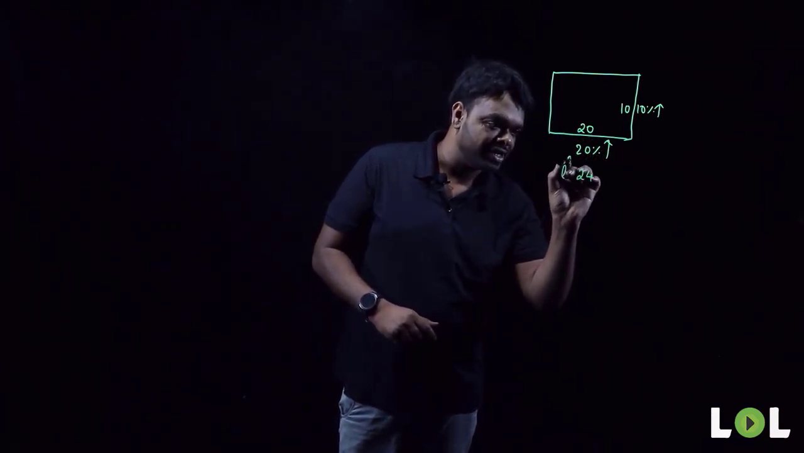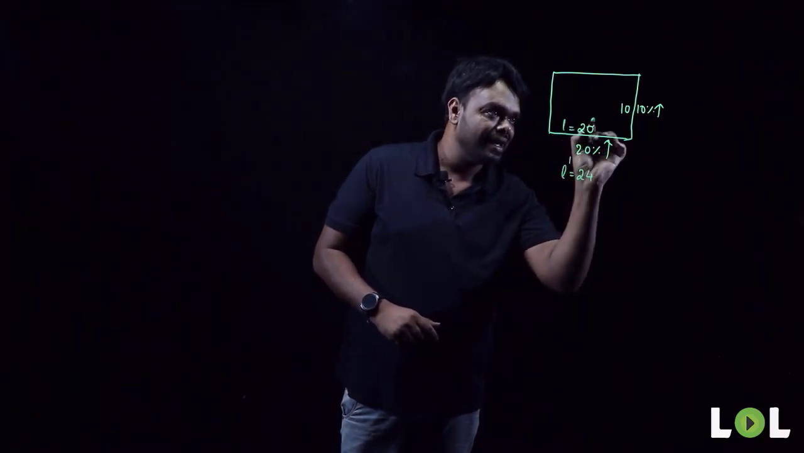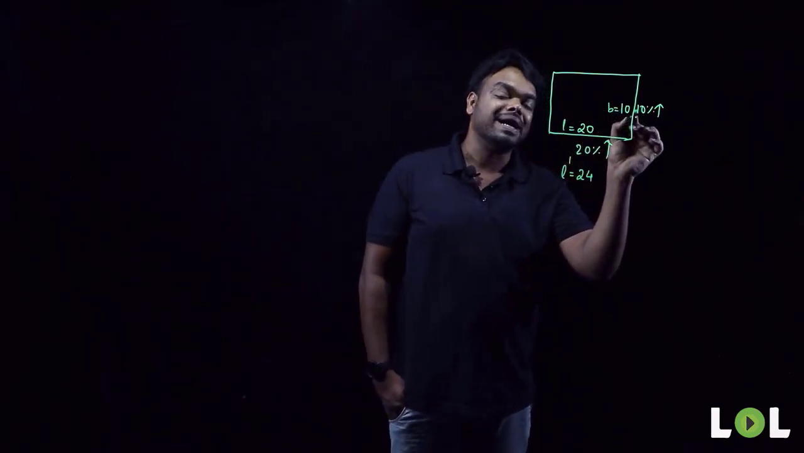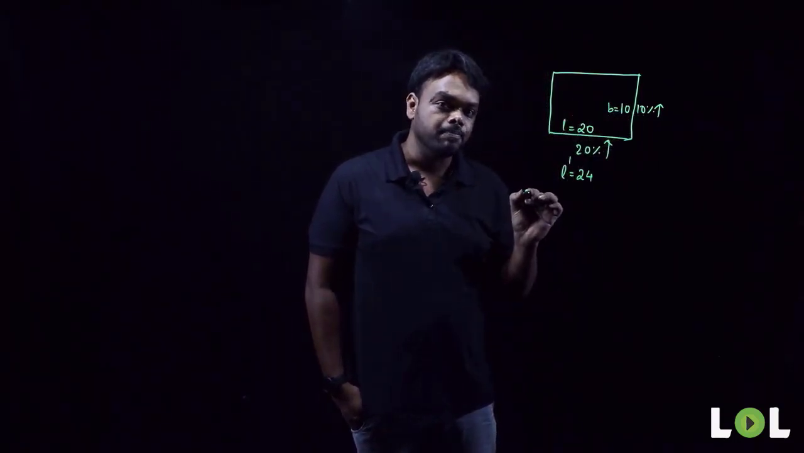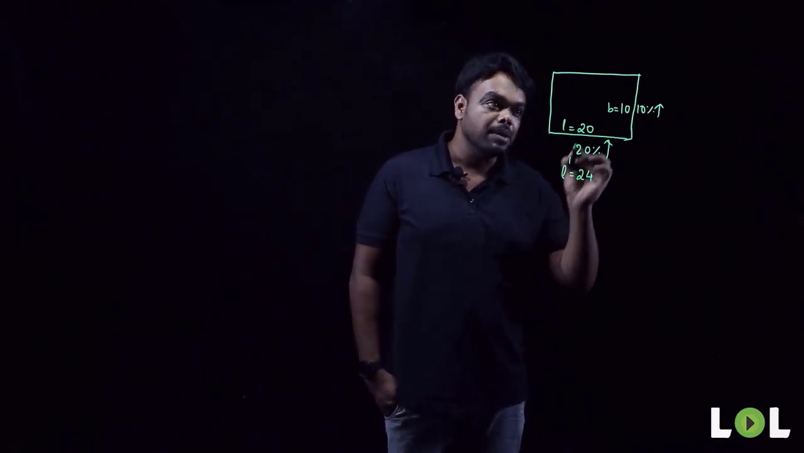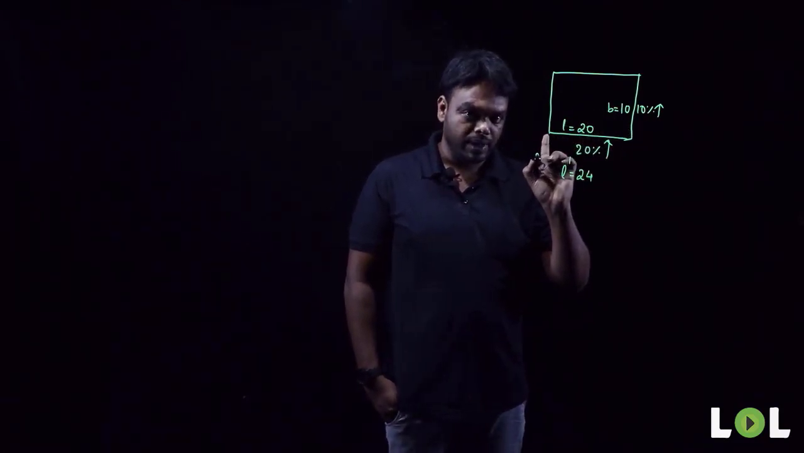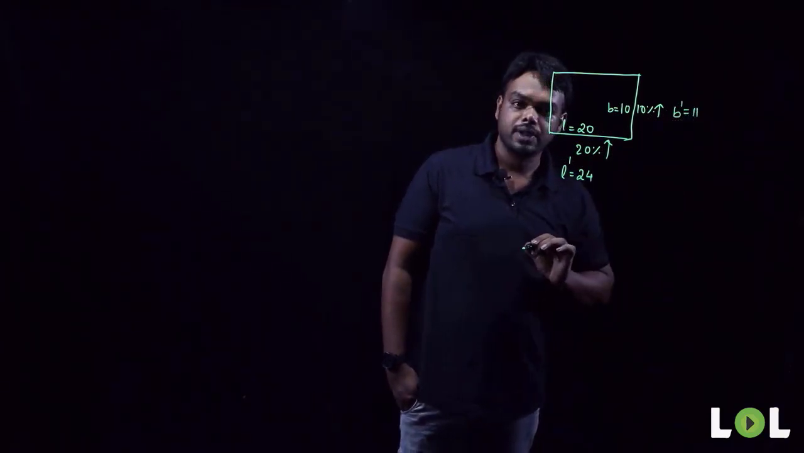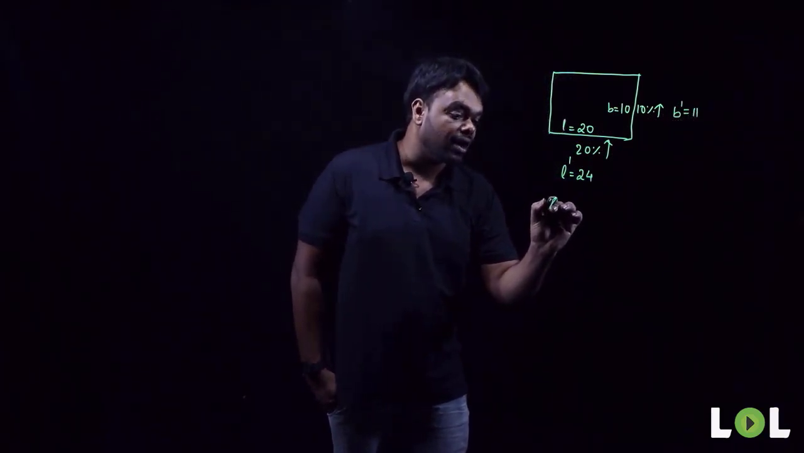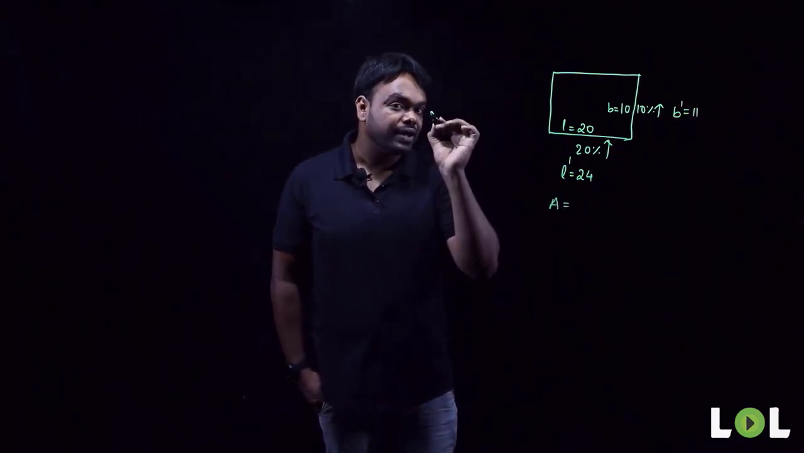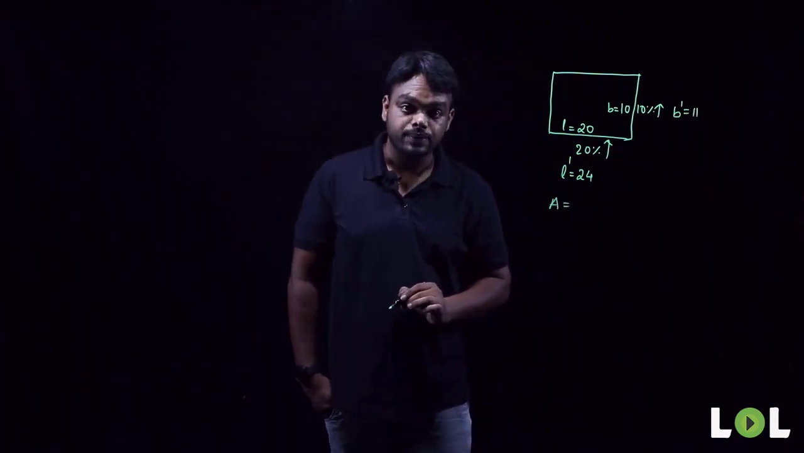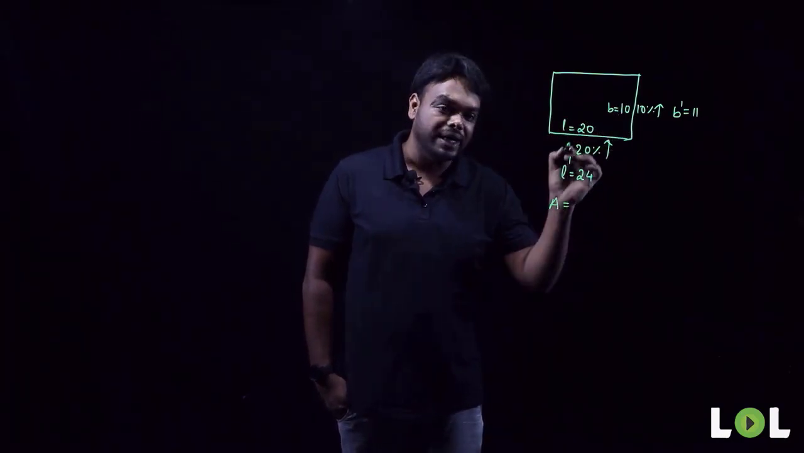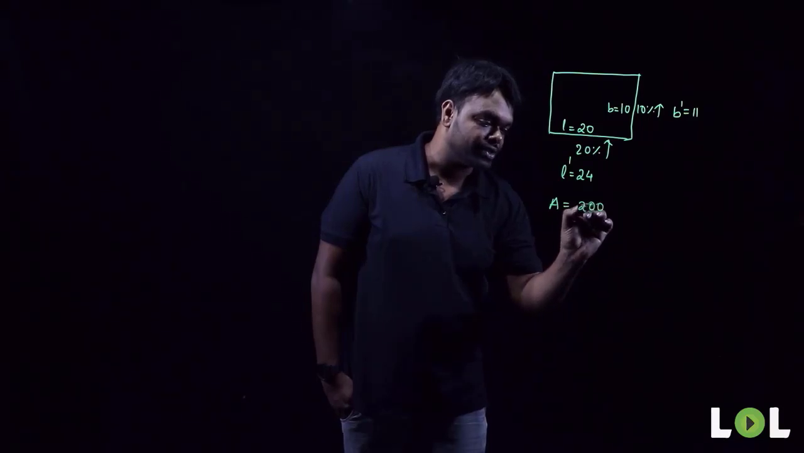Let's call it L dash. And let's call this L and this B. Now, the breadth is increased by 10%. The original breadth is 10. This is increased by 10%. 10% of 10 is 1. And 1 more than 10 means our new breadth is equal to 11. Right? Now, originally the area of the rectangle is calculated as length into breadth. So, original area, length is 20, breadth is 10, 20 into 10, 200 square units.